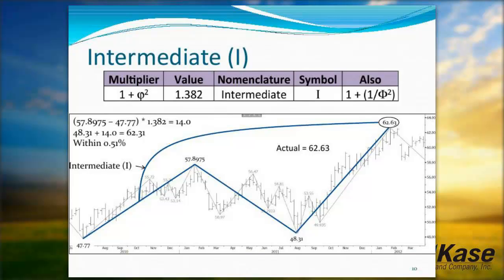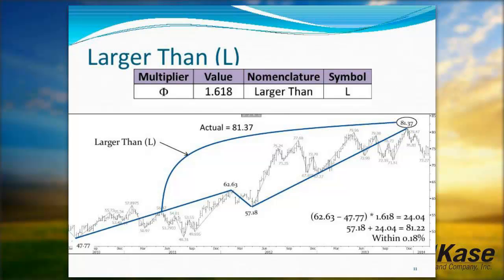So we look at the difference between the 57.90 and 47.70 or 47.77, multiply that by 1.382, add that to 48.31. That gives us a target of 62.31. In this case, the swing high was 62.63 before a significant pullback took place. That was within 0.5%. The larger than target, very, very important.